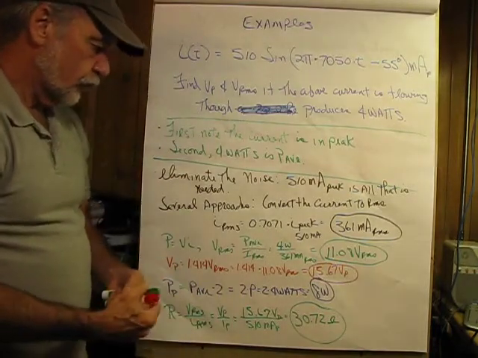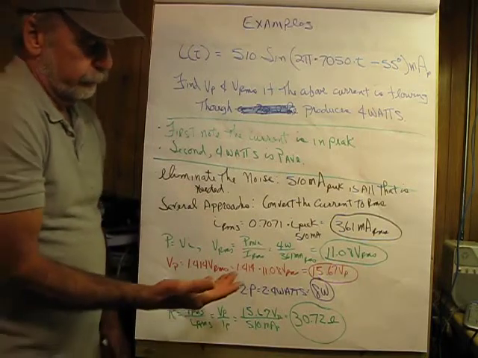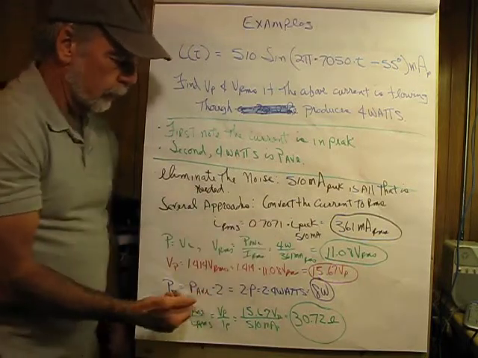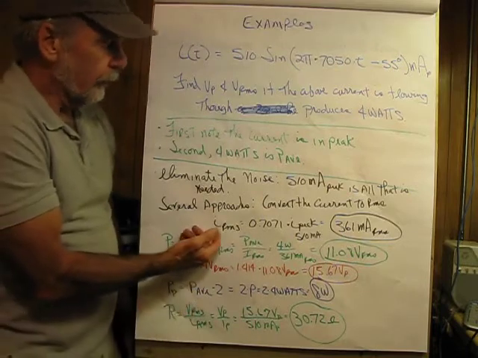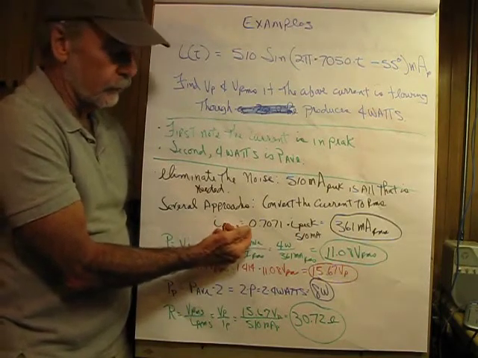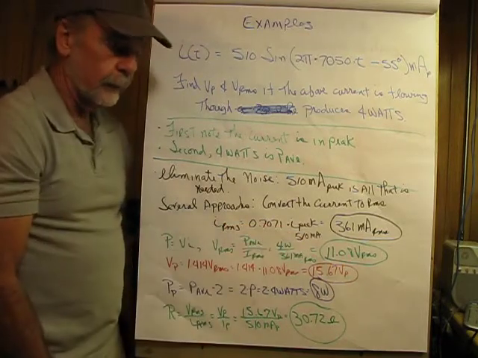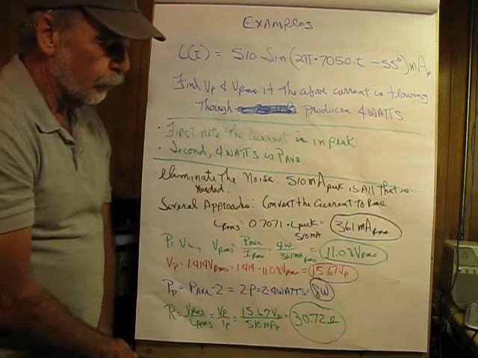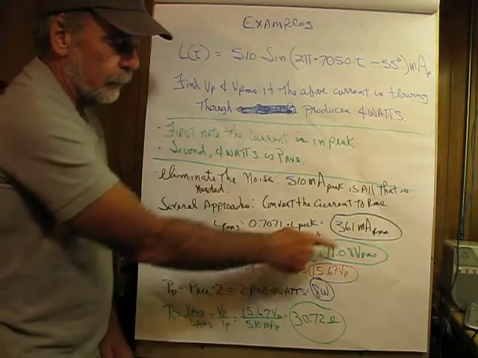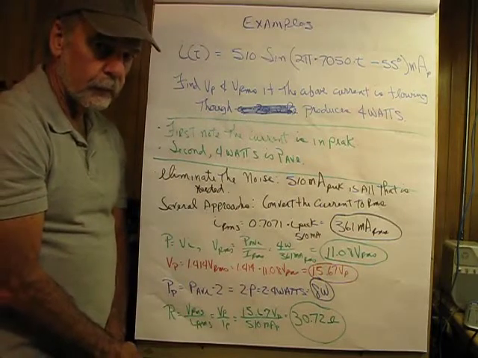There are several approaches to start, so I'm just using one of them. I began by converting the current into RMS. So the current flowing, I in RMS, is equal to 0.707 times I peak, which is 510 milliamperes, which gives us 361 milliamperes RMS. And I'm being very careful to subscript this correctly.